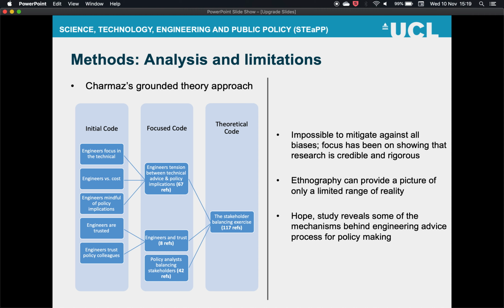Sadly, I have to speed things up a little bit. So in terms of limitations and mitigations, there is a lot to say, and I have limited time. So instead, I will say that ultimately it's impossible to mitigate against all possible biases, whether that's my own as a researcher or my informants. And instead, my focus has been mainly on trying to show that my research is credible and rigorous.